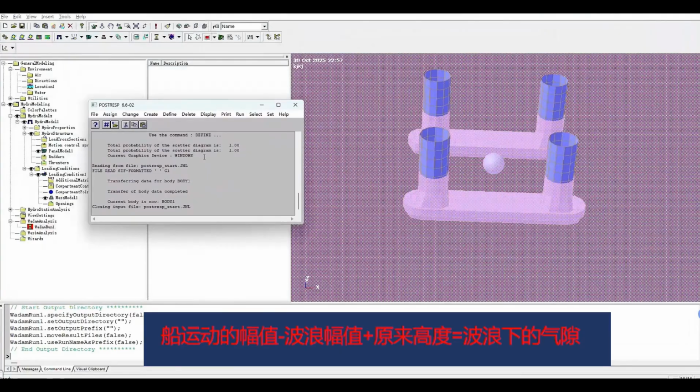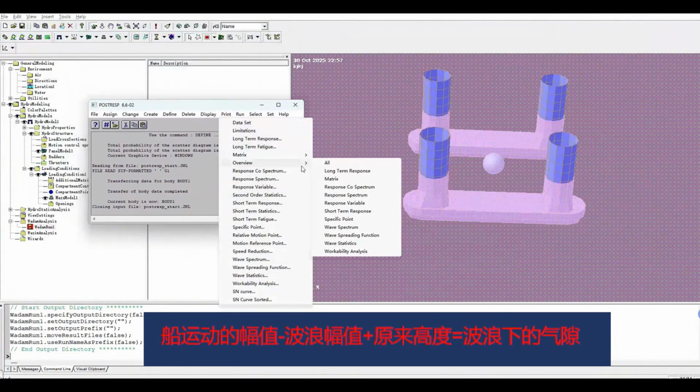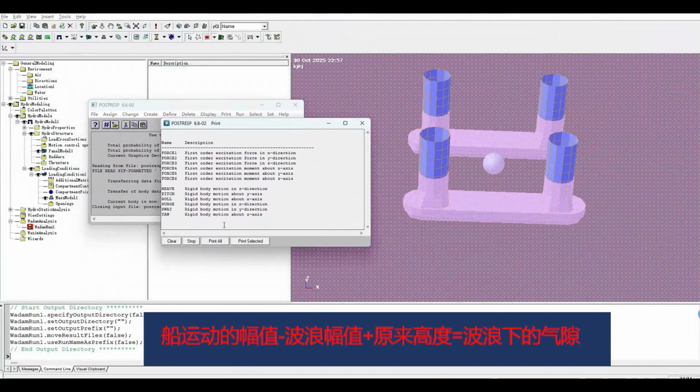In the post-processing stage, we click on Print. In the Overwell section, we can take a look at the variables. This means you can check what you currently have. What response variables are there? We can see that the current response variables are force 1 to force 16, which are your first-order wave forces, and your 6 degrees of freedom motions. These are the only response variables. So, there are only first-order wave forces and your motion I/O.